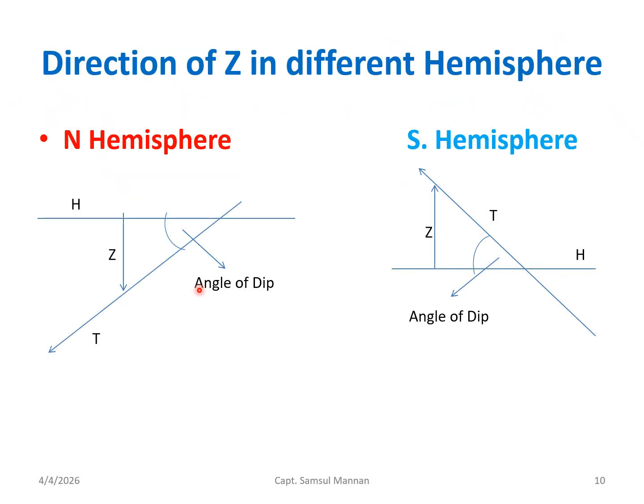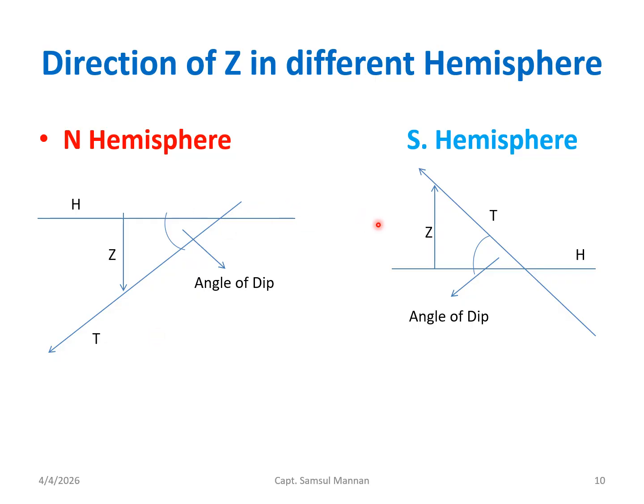Let us recap an important concept. The direction of Z. We know that in the northern hemisphere the vertical component of total magnetic force will enter from the top, and in the southern hemisphere the vertical component of total magnetic force will enter from the keel, right? So that's why we'll have different poles in different magnetic hemispheres.